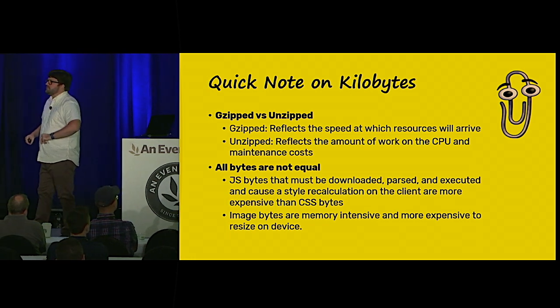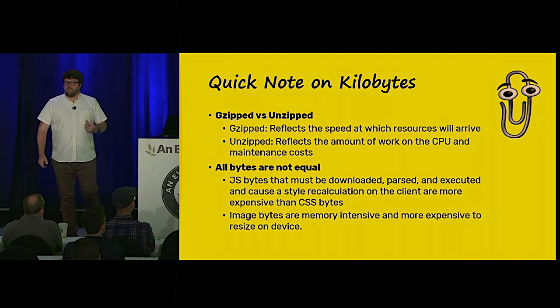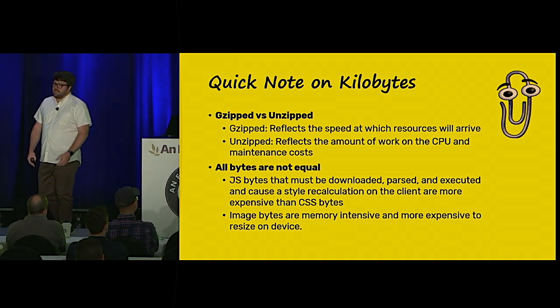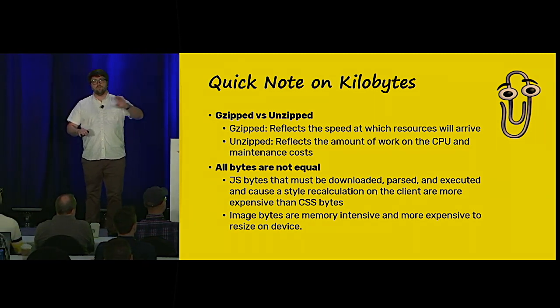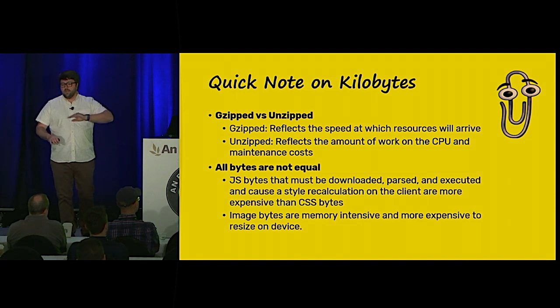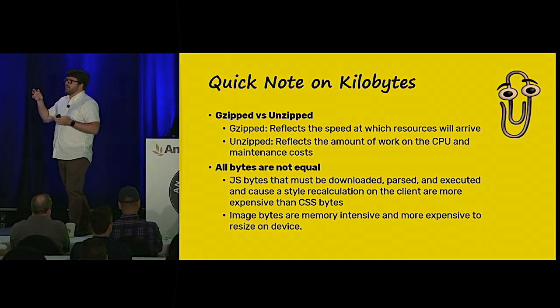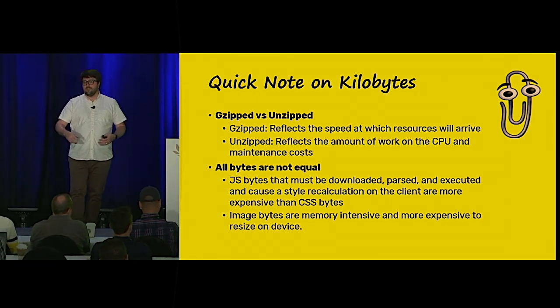There's gzipped and unzipped. You'll hear two stats. Usually when people try to look good, they'll give you the gzip stat. They'll say, it's only 2 kilobytes. That's fine. Usually gzip refers to the transfer speed, like how it goes over radio or wire. And unzipped reflects the time the CPU is going to take after it unzips all that stuff and processes it, or even the maintenance costs.